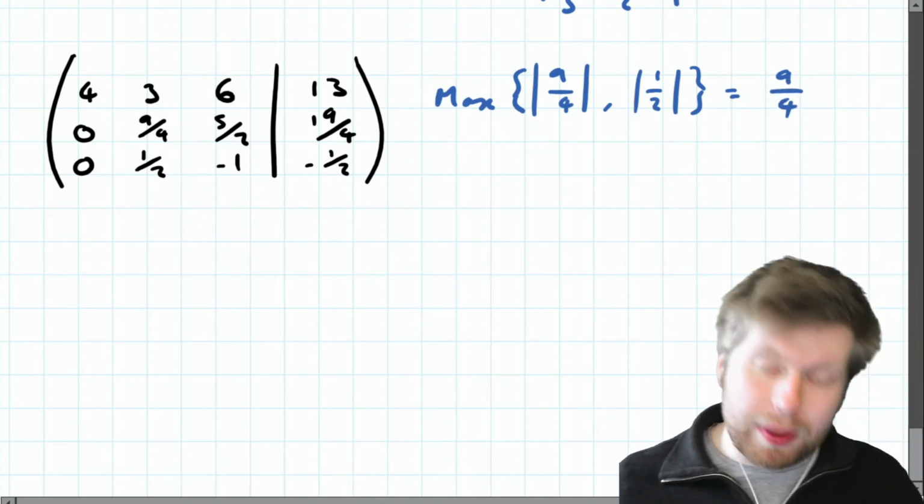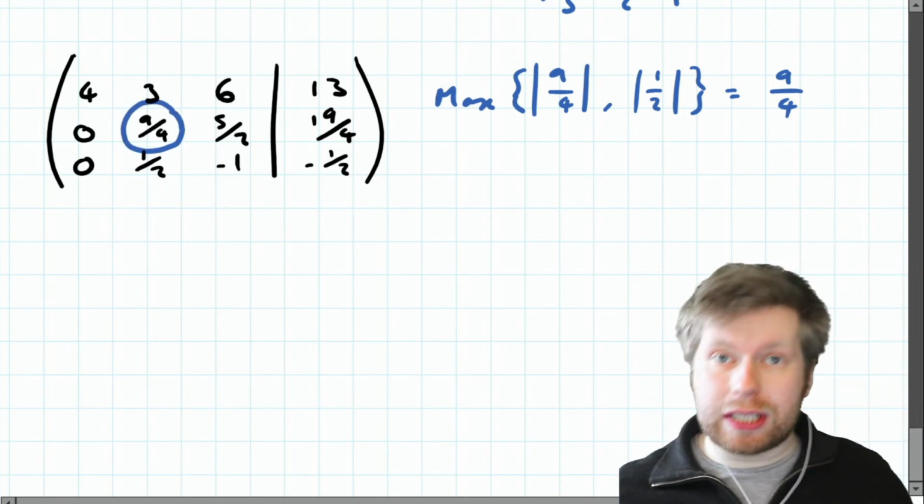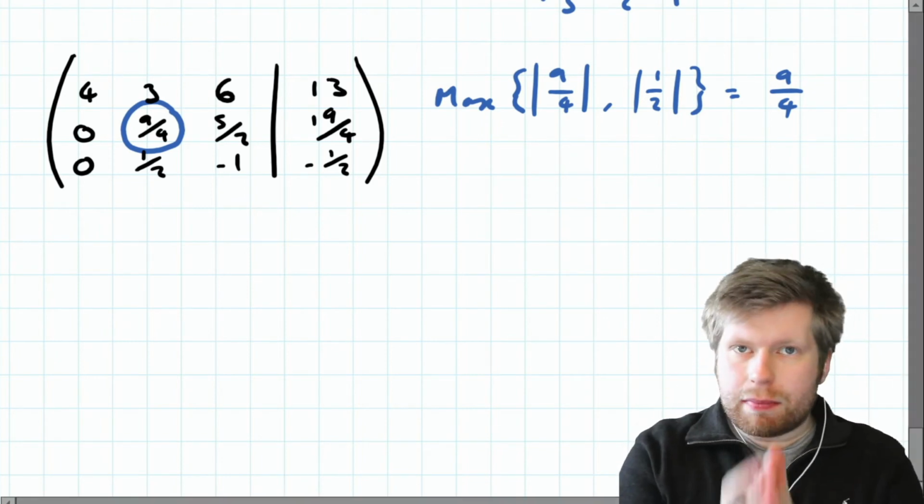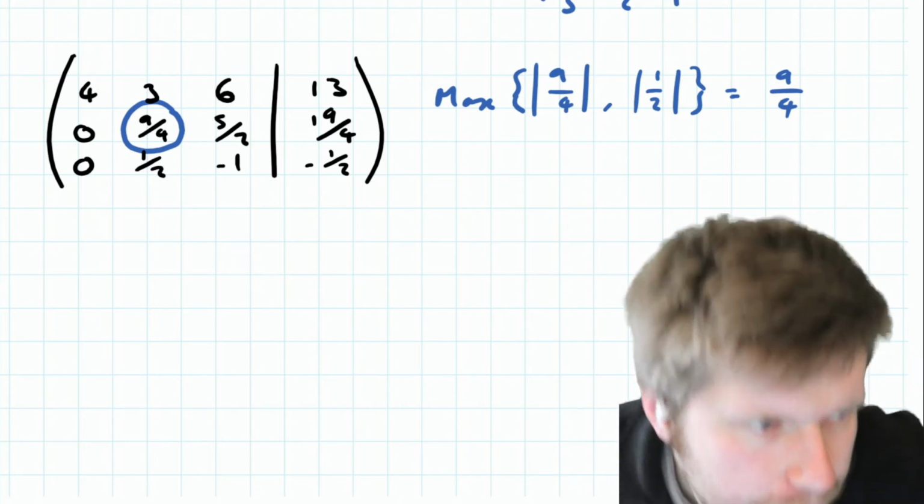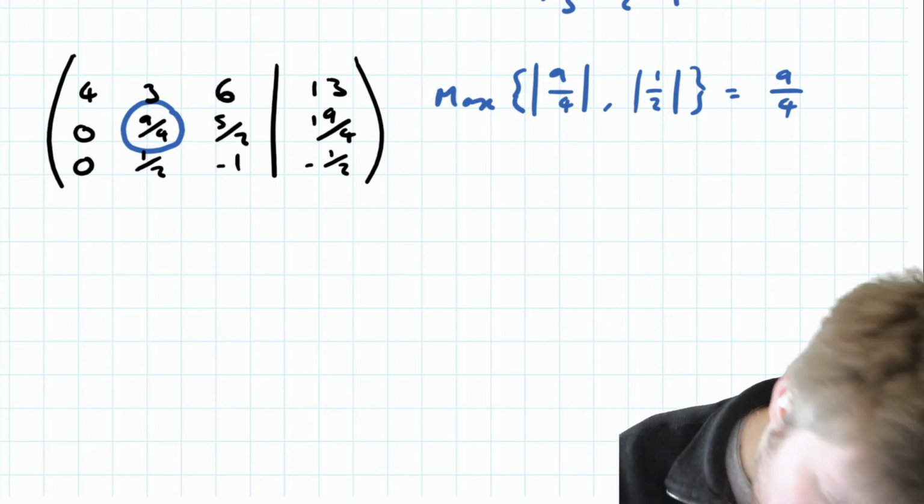Okay, so therefore I'm going to keep things the same because I want my pivot to be in the second row, second column. I want my pivot to be 9 over 4, that's the maximum of those things, so I'm going to leave things the same. Don't have to do any swapping. All right, fine.